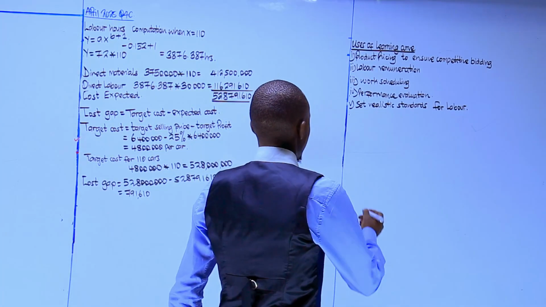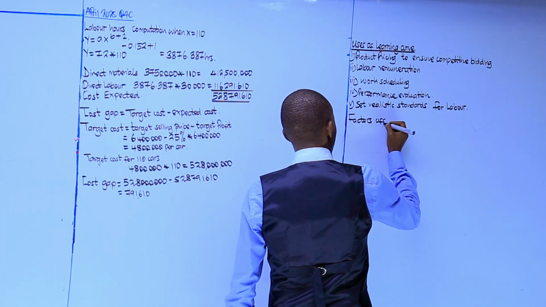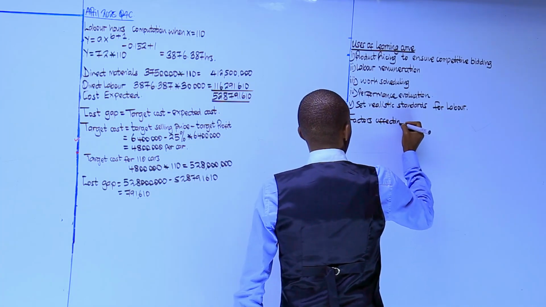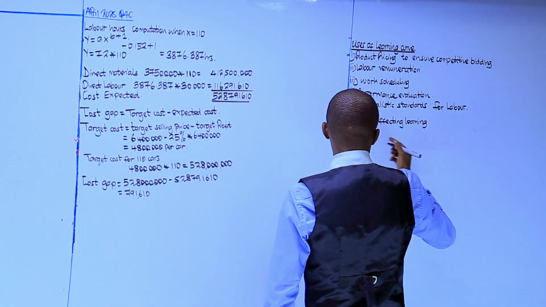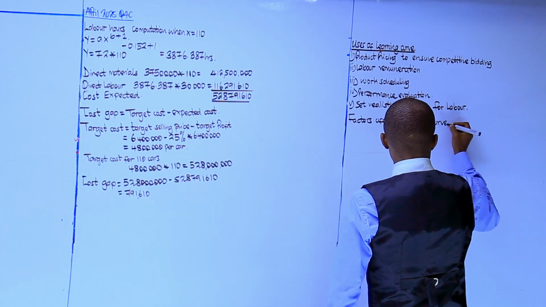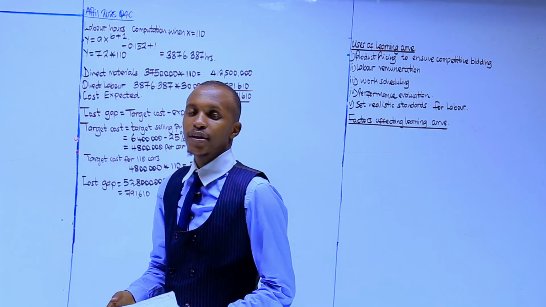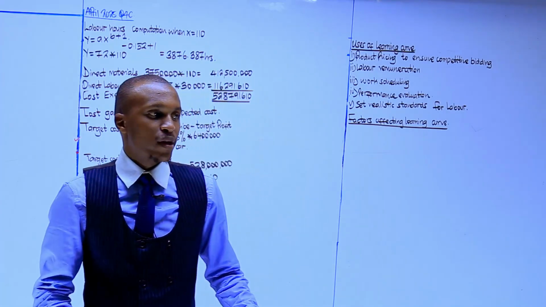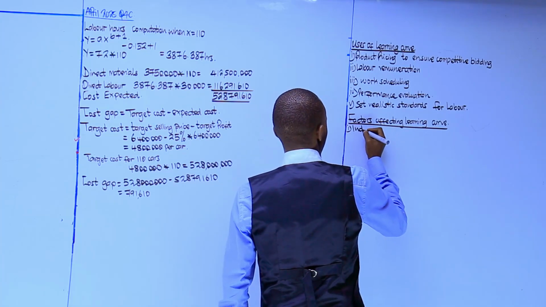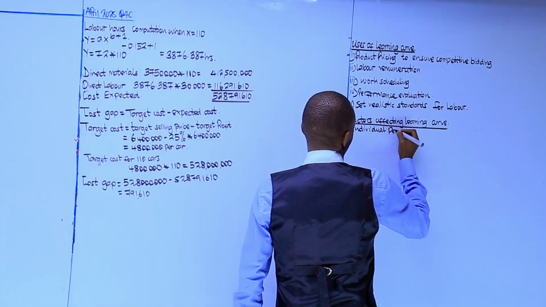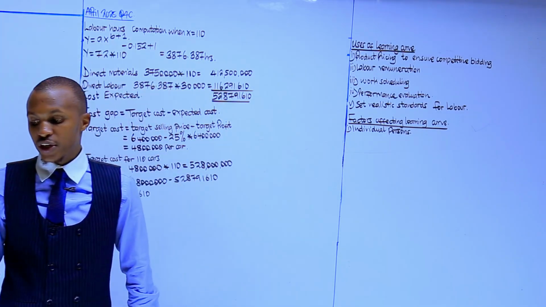What are the factors affecting learning curve? Number one is individual capabilities. The individual persons here affect learning curve.